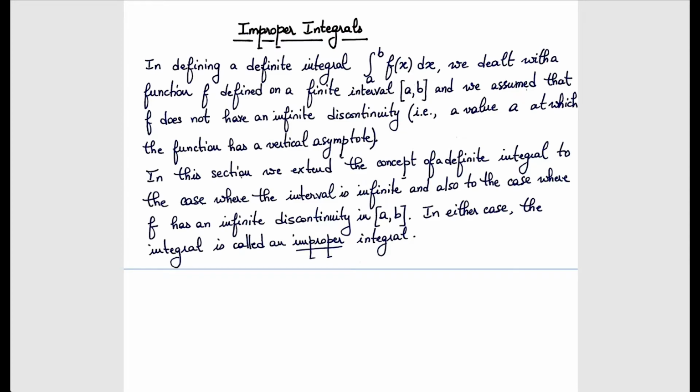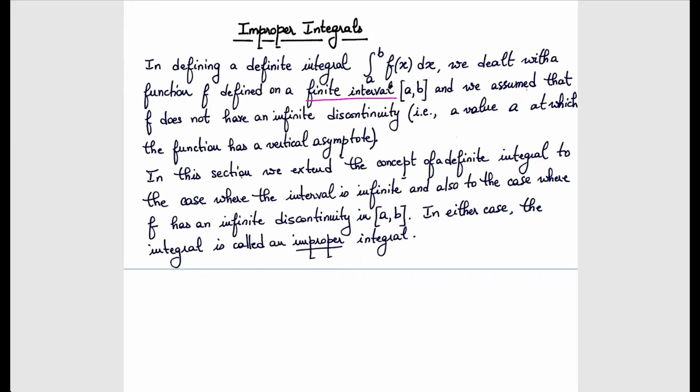Improper integrals. When we define a definite integral, we suppose that the function is defined on a finite interval. By finite interval, we mean the interval of integration has finite length. In other words, those bounds, a and b, were supposed to be real numbers.